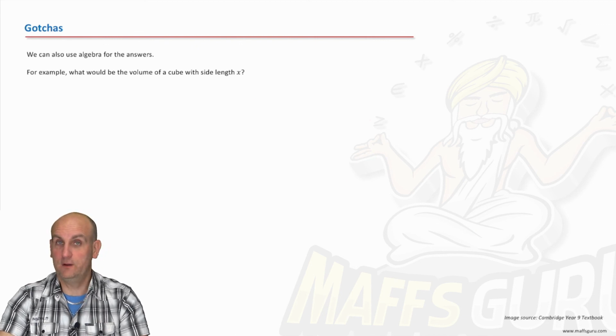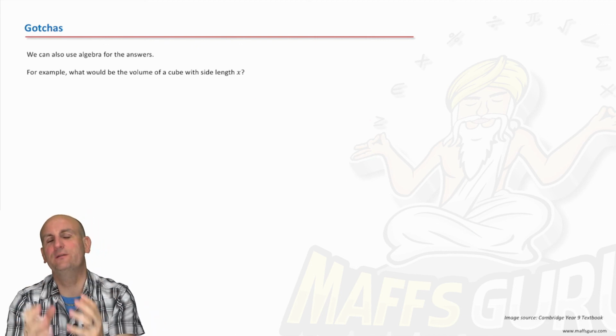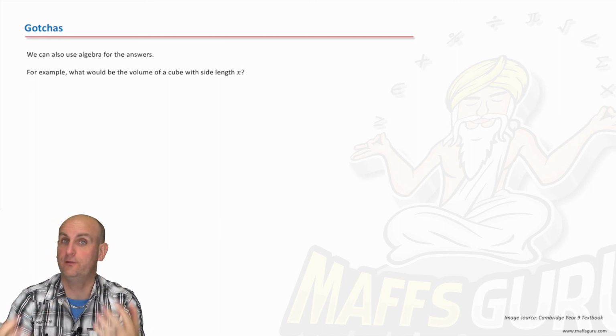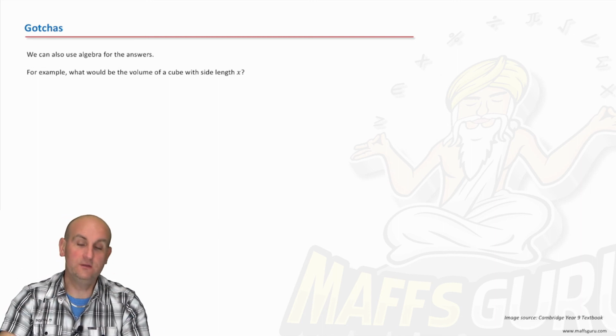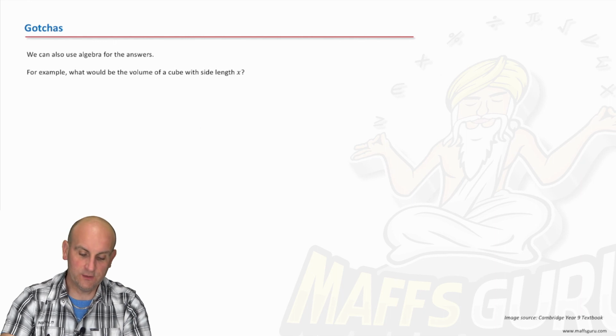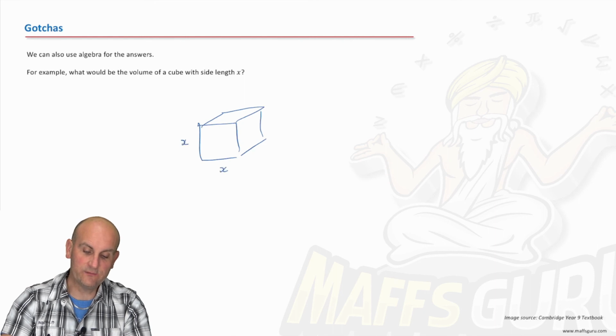Last gotcha, all right? And again, maths isn't just about getting you to do simple questions. We're going to start linking it together for you. So now we're going to throw in algebra again. And we can use algebra for our answers as well. So for example, what would be the volume of a cube with side length x? Now we've got a cube. We know what a cube means. It means that all the sides are the same length. So that's x, and that's x.